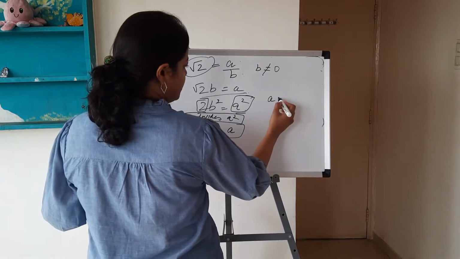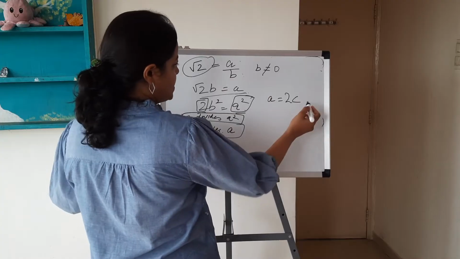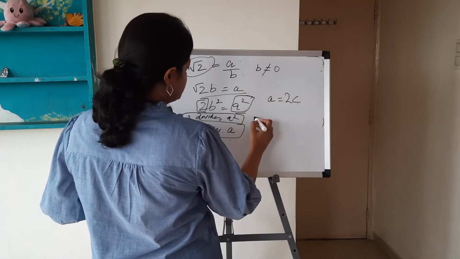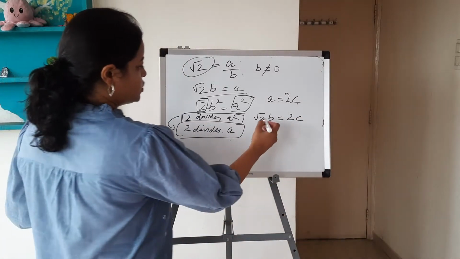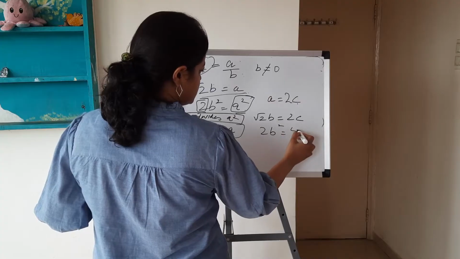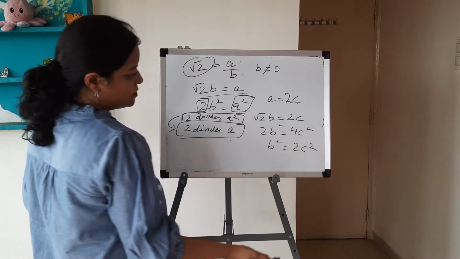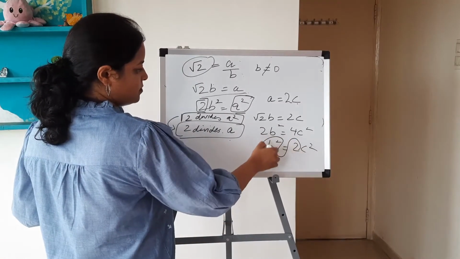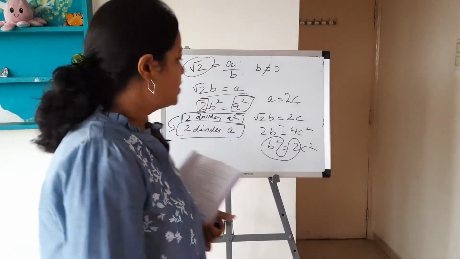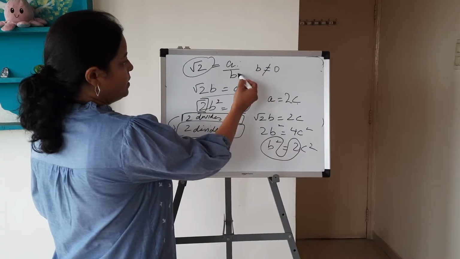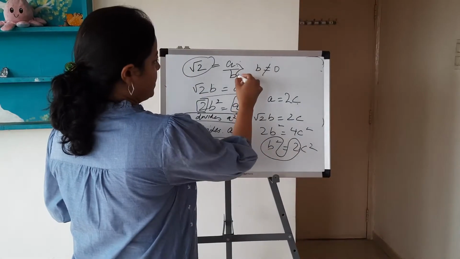That means a is equal to 2c. If we put a equal to 2c here and then square, what does this mean? 2 divides b square also. So 2 divides b square, so 2 divides b also. What does it mean? That 2 divides a and b both, but the assumption, which I forgot to mention, was that these are co-prime.